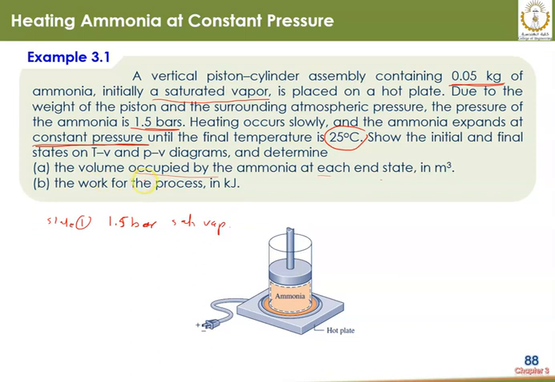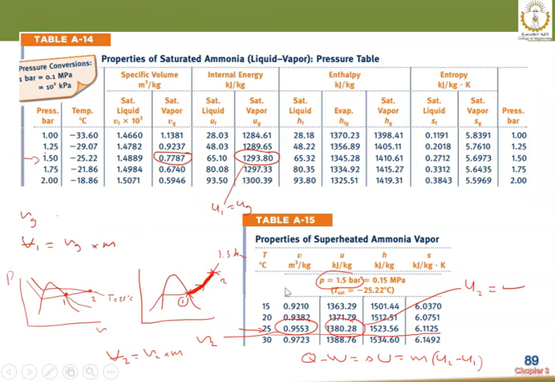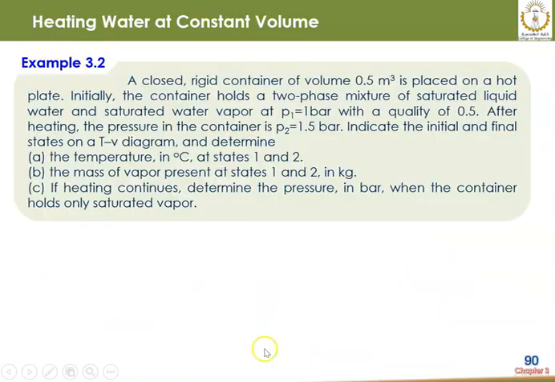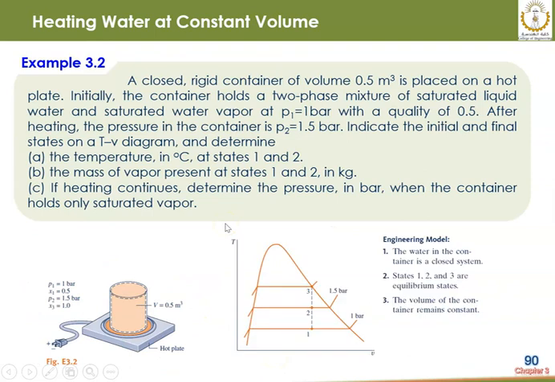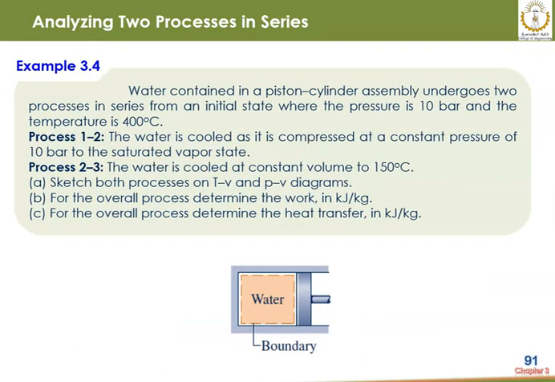The volume is occupied here. We know that during this process the piston will move at constant pressure, therefore the work is simply the pressure times V2 minus V1. So we found what V2 is, we found what V1 is, and we know that the pressure is 1.5 bar or 150 kilopascal, so this can be known. From here, we can know what the heat transfer is. I think I will leave this example to you, as these are in the book.